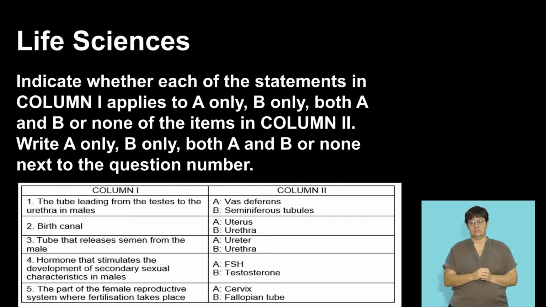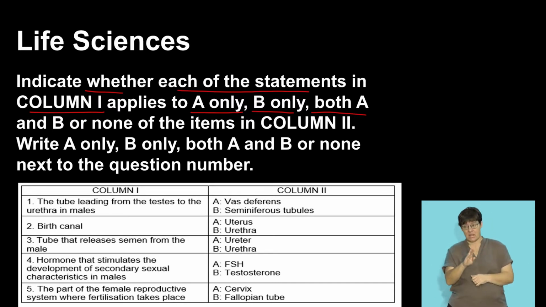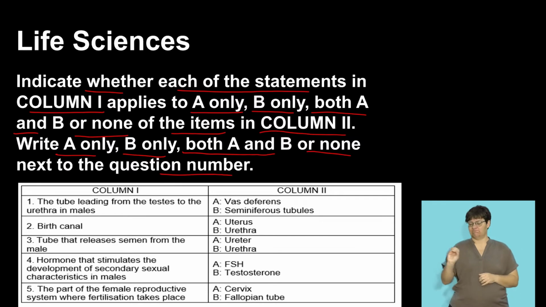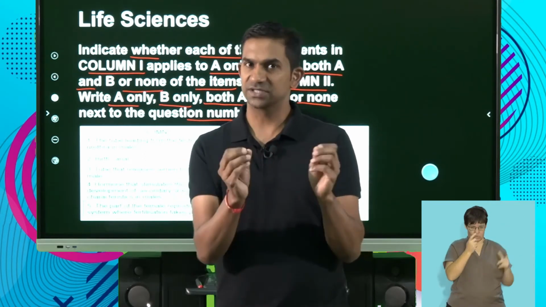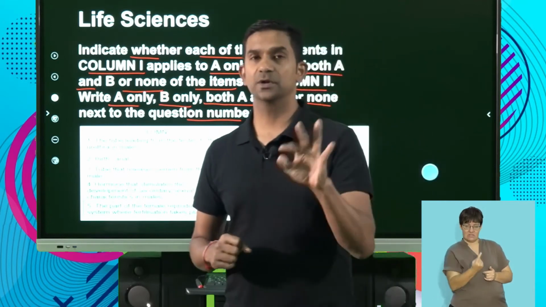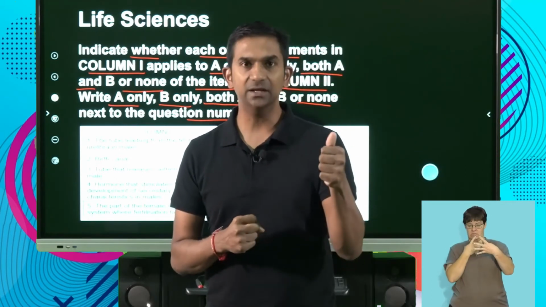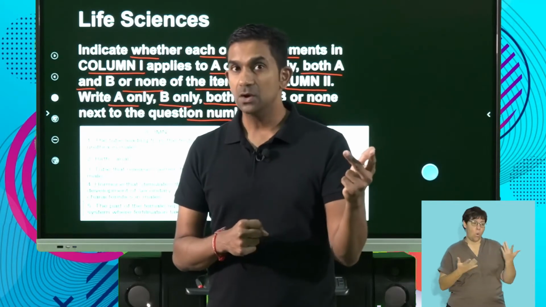The question reads, indicate whether each of these statements in column 1 applies to A only, B only, both A and B, or none of the items in column 2. Right? A only, B only, both A and B, or none next to the question number. So guys, these questions often come up in the first section of your exam paper, and they often are easy questions but can be very confusing, because each of these questions has 4 possible options. So you have to write either A only, B only, both, or none of them.